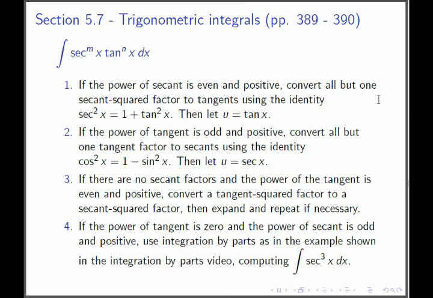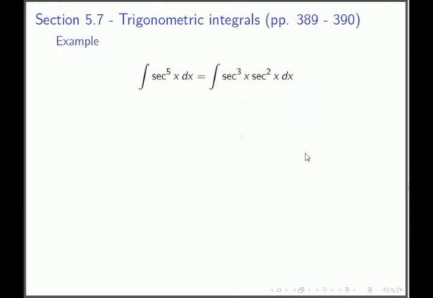If the power of tangent is 0 and the power of secant is odd and positive, then we use integration by parts, as we did in the example where we computed the integral of secant cubed dx. So you could use that example, or we can look at this example. Secant to the 5th x dx we can write as secant cubed x times secant squared x. Then we do integration by parts.